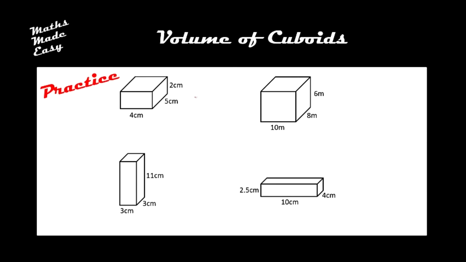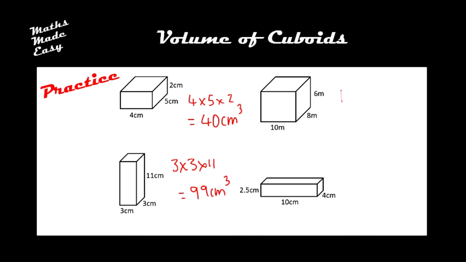Okay, here are the answers then. So for this first one we had to do 4 times 5 times 2, which is 40 centimeters cubed. For this second one, 3 times 3 times 11, which is 99 centimeters cubed.